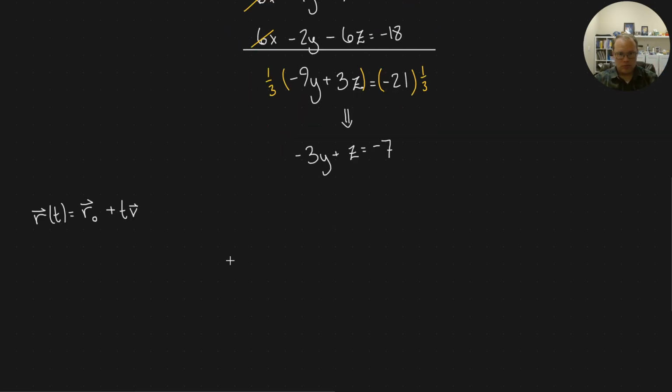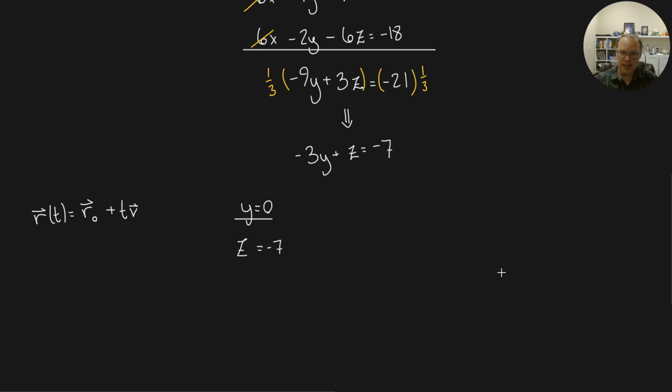So, which y and z should I choose? I'm going to start by choosing y equals 0. Seems nice and easy. If you can choose variables that'll make your life easy, do so. Sometimes it's unavoidable. You're going to have some nasty expressions. But again, if you've got a choice, try to choose an easy choice. So I'm going to choose y equals 0. If I plug that into this equation here, that gives me z equals negative 7.